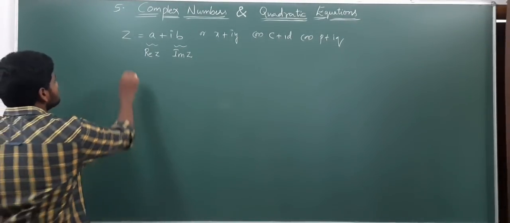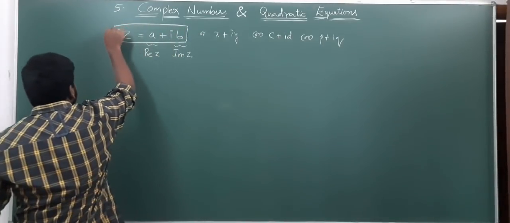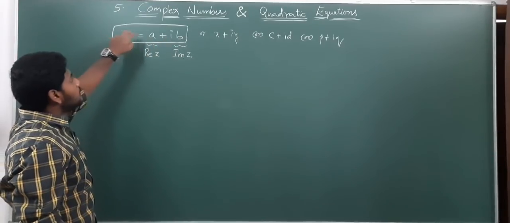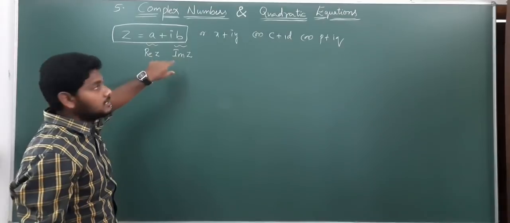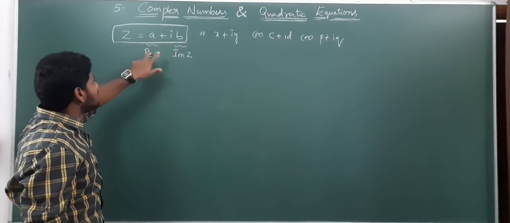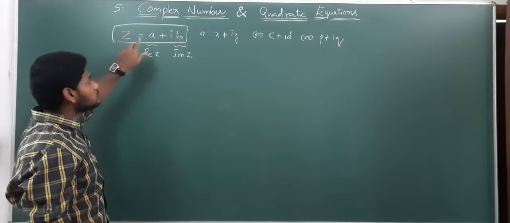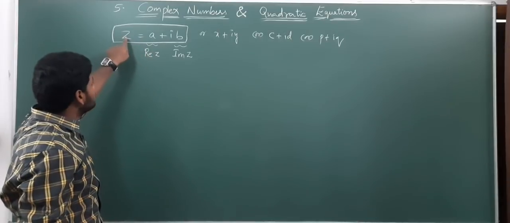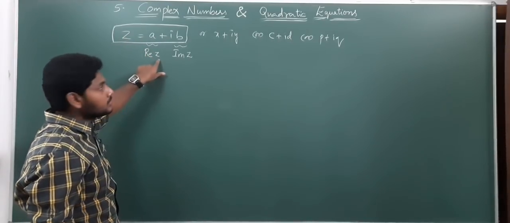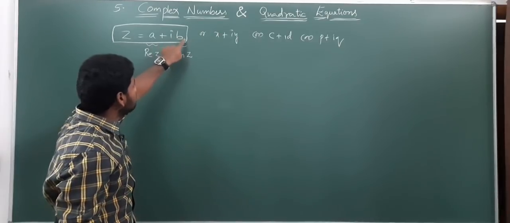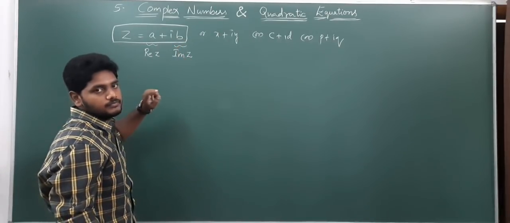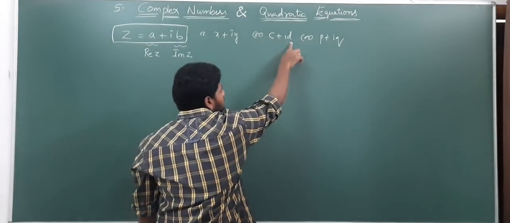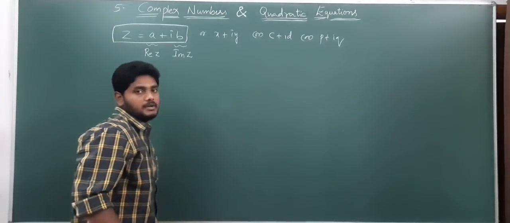Why? Because a complex number is a combination of a real number and an imaginary number. In this a plus ib form, a is considered the real part of Z, because it is the real number, and it is represented as Re Z. This b, not i, this b is considered the imaginary part of Z. Understood? Here x is the real part, y is the imaginary part. c is the real part, d is the imaginary part. p is the real part, q is the imaginary part.